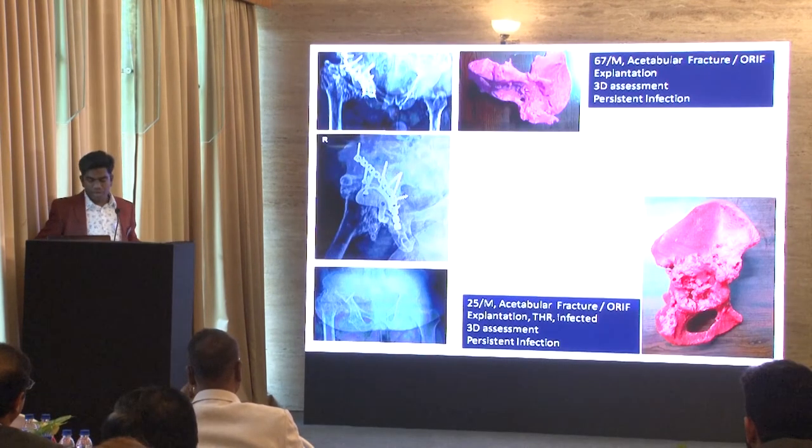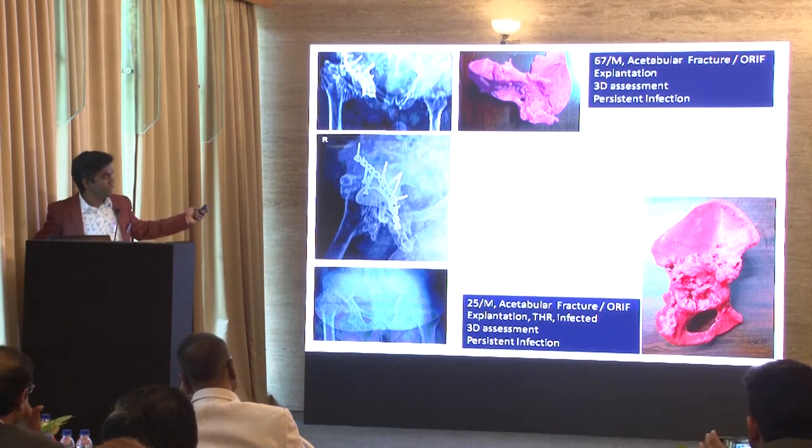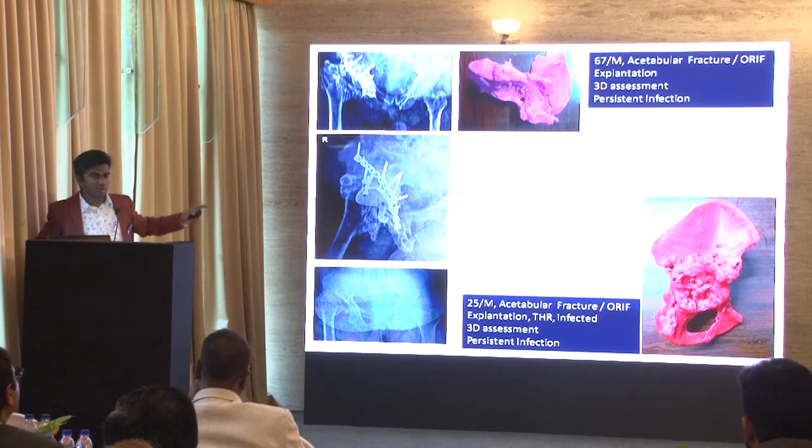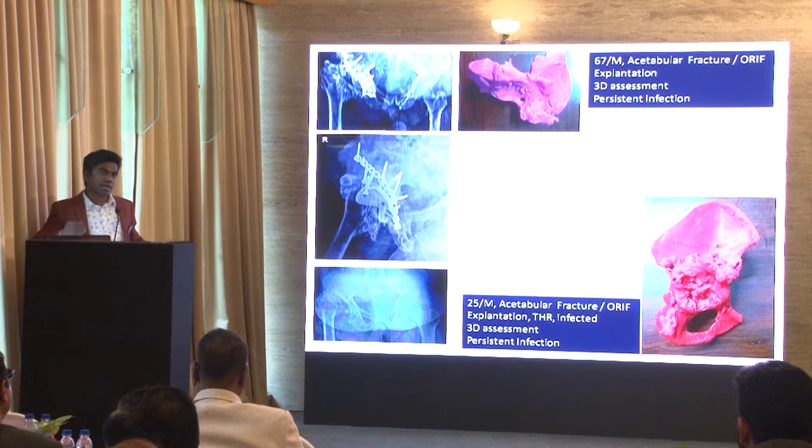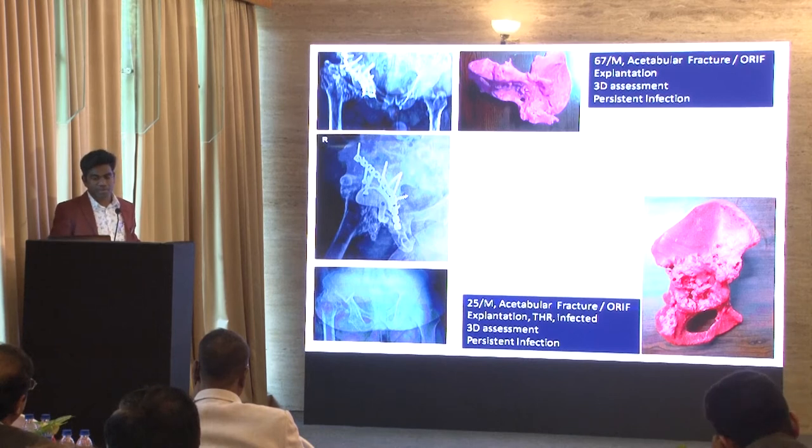These are two more cases. This guy had a posterior acetabular fracture and it was infected, the infection was not coming down, and the bone quality was also not great to hold any implant. So the option of leaving the patient with excision arthroplasty was taken, because it would be too much if the ESR and CRP were not coming down, and it would be jeopardizing. So this 3D model helps us take a decision which is wiser for the patient.